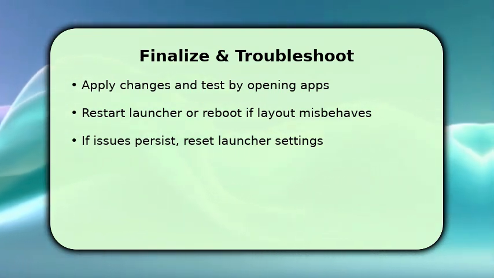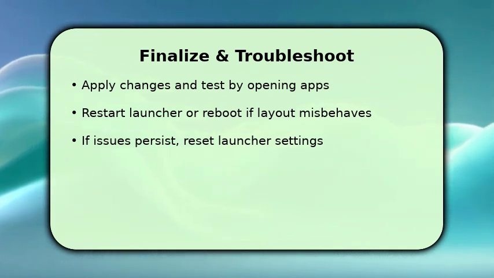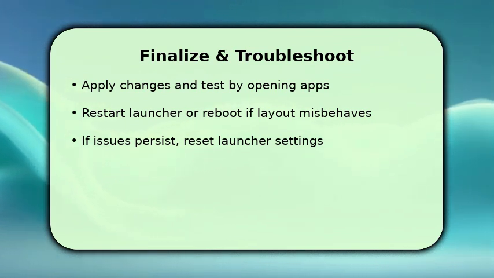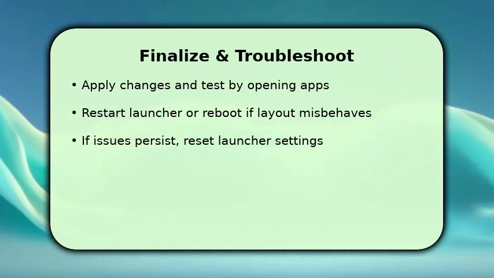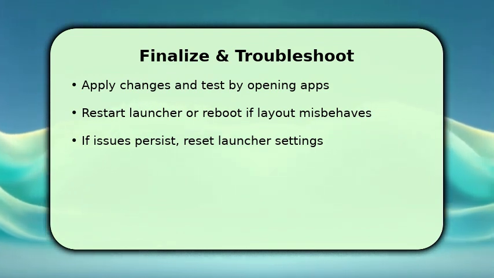If icons overlap or settings don't stick, restart the launcher or reboot the phone to refresh system UI caches. Make sure to check permissions for the launcher if features are blocked. If problems continue, reset launcher settings to default and reconfigure. This usually resolves conflicts. One troubleshooting tip: clear launcher cache before resetting to preserve data while fixing glitches quickly.